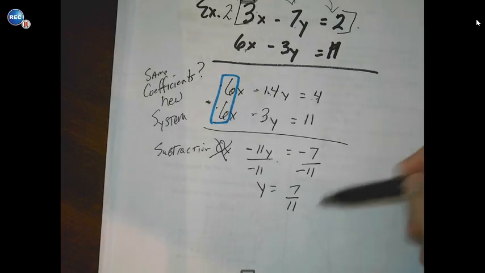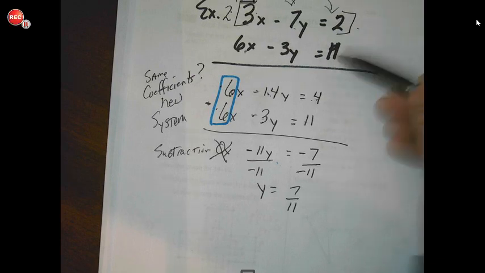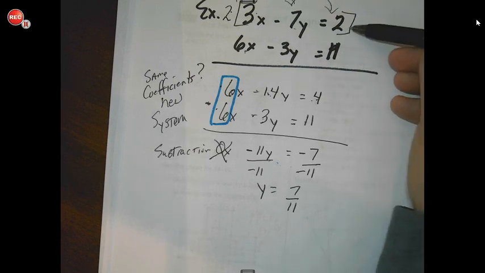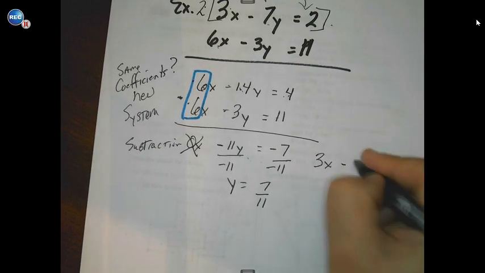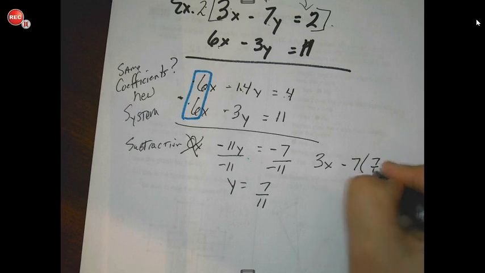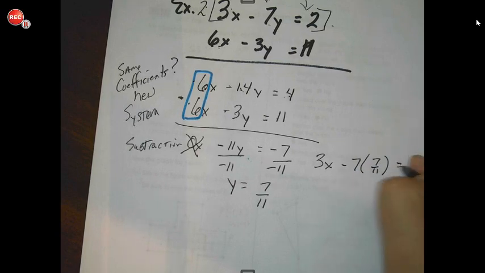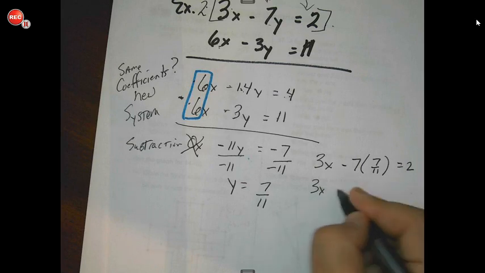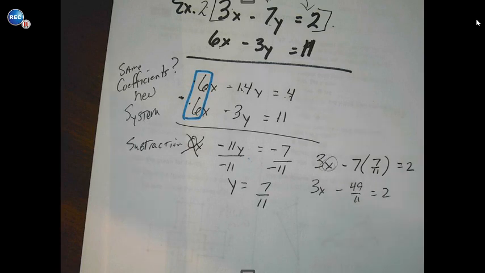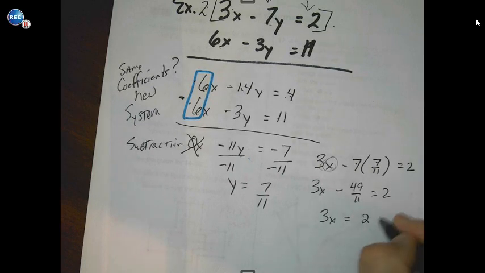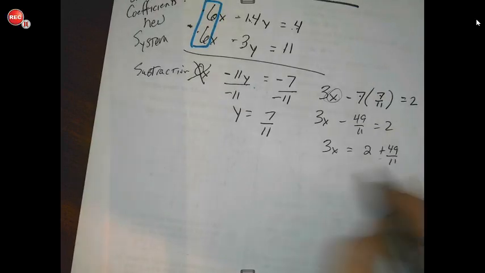Okay, so now let's put it into, it doesn't matter which one. Let's just put it into the original first equation like we did before. So we have 3x minus 7 times 7/11 equals 2. So 3x, now we're going to solve for x, minus 49/11 equals 2. 7 times 7. Then I'm going to add 49/11, so I have 3x is equal to 2 plus 49/11. If you've got a calculator, it can help you out here. You need a common denominator.